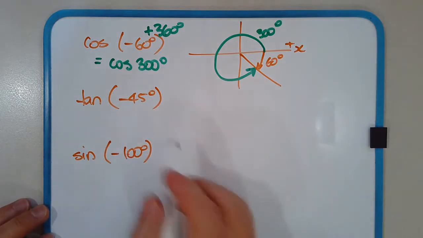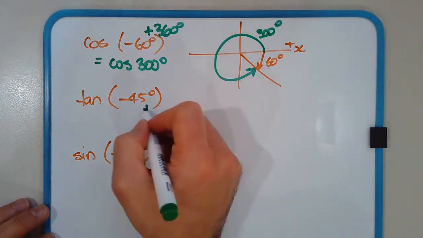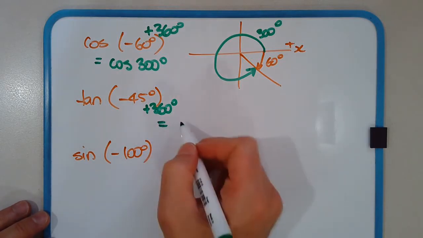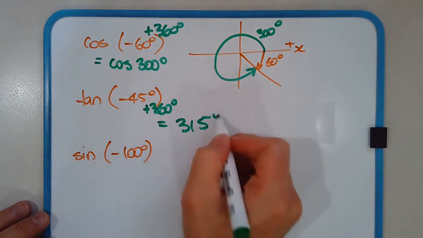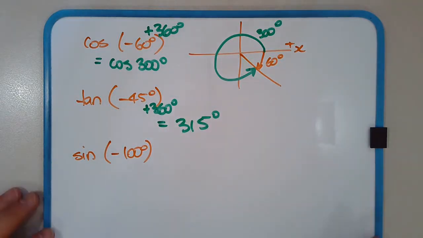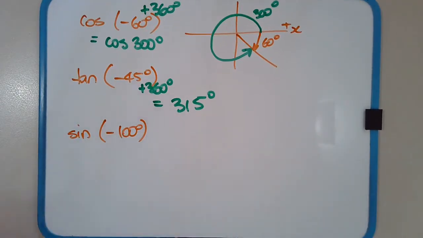Same thing with tan of negative 45. Let's add 360 degrees to that. What do we get? We get 315 degrees.